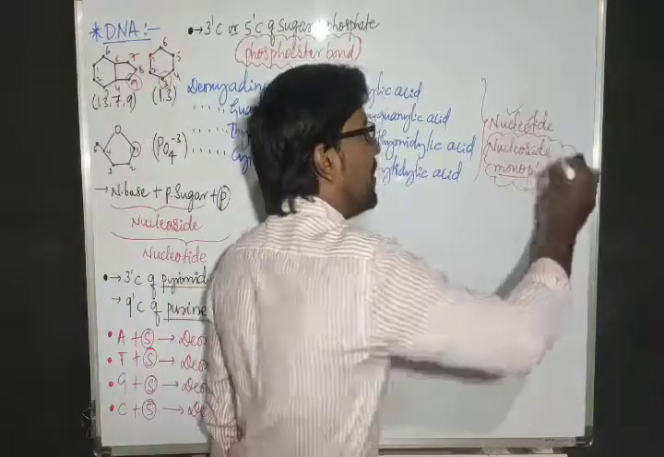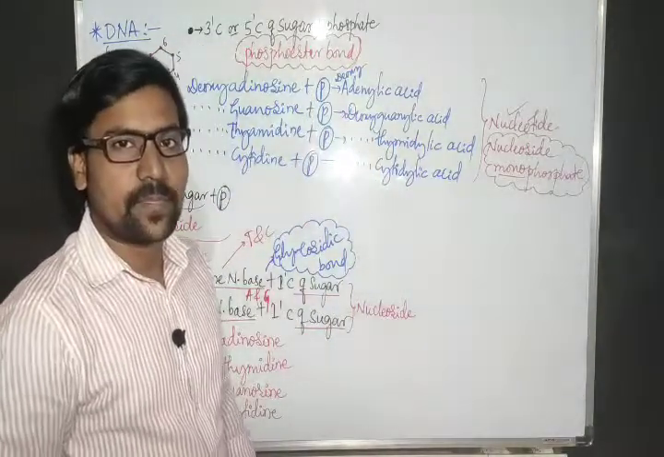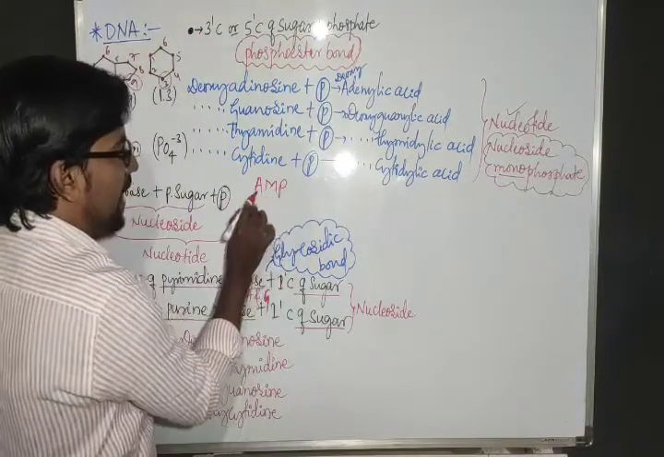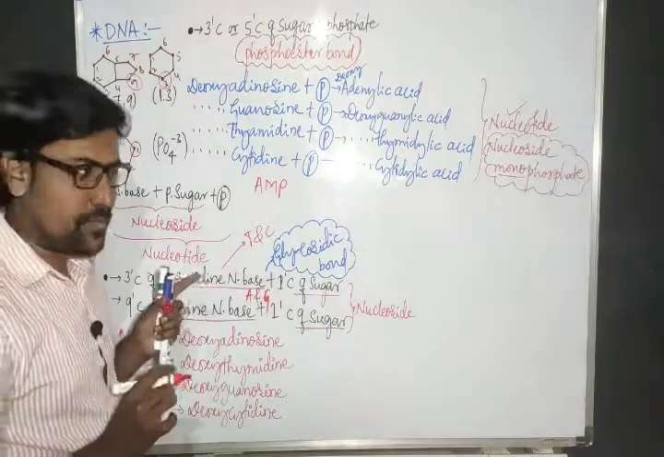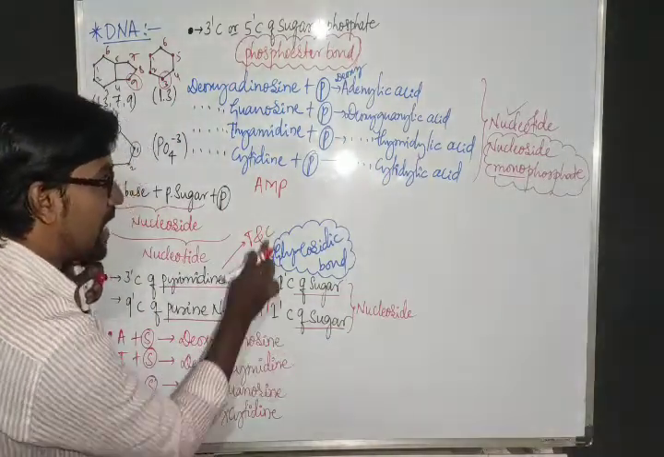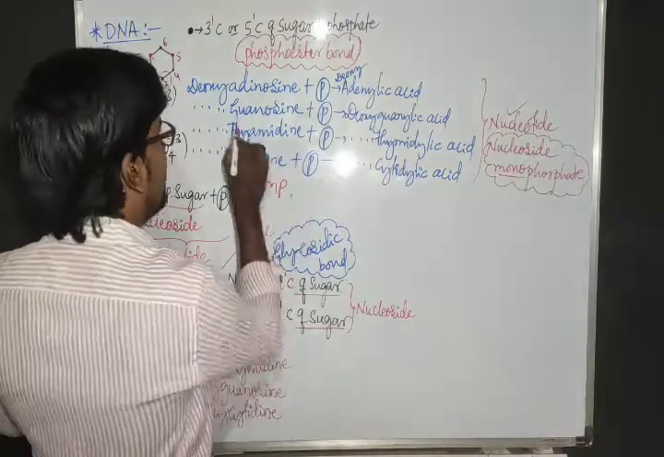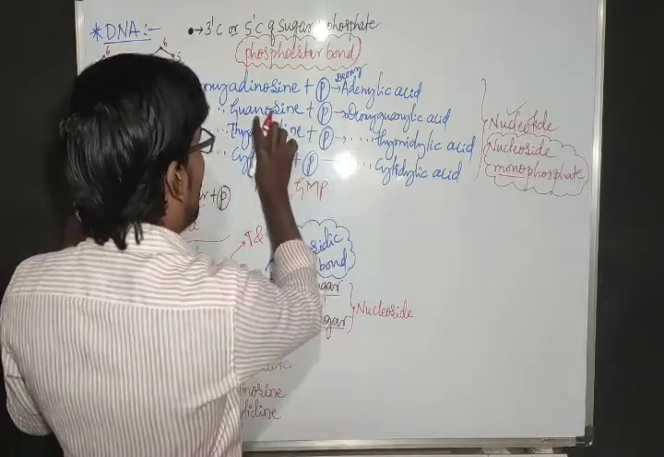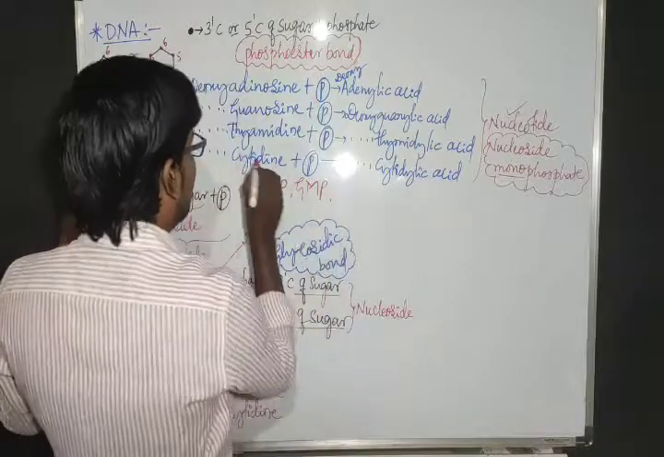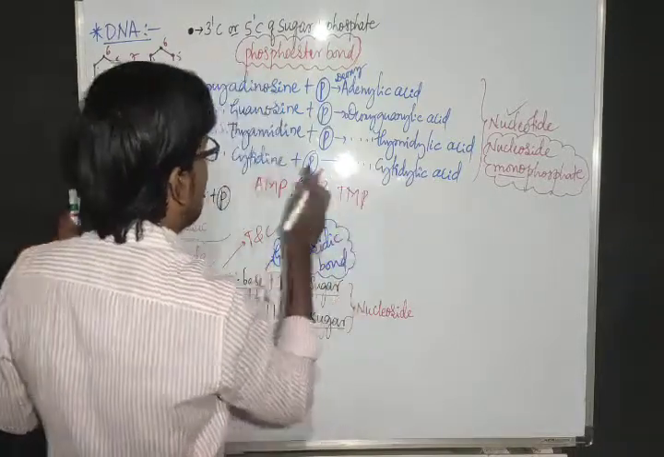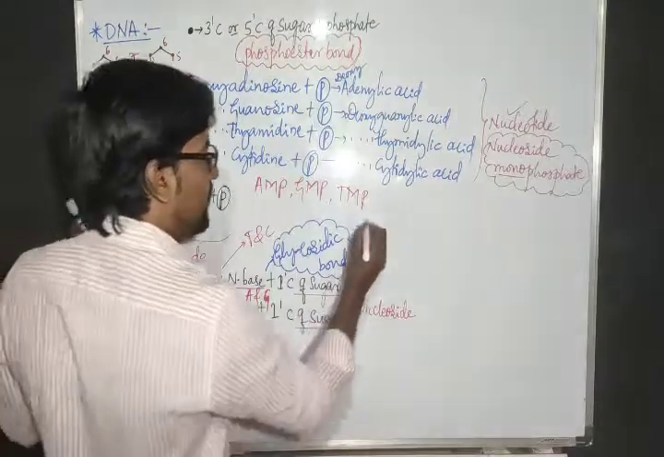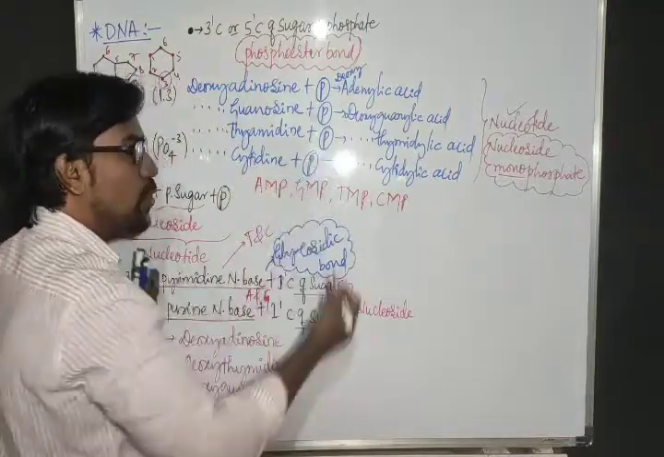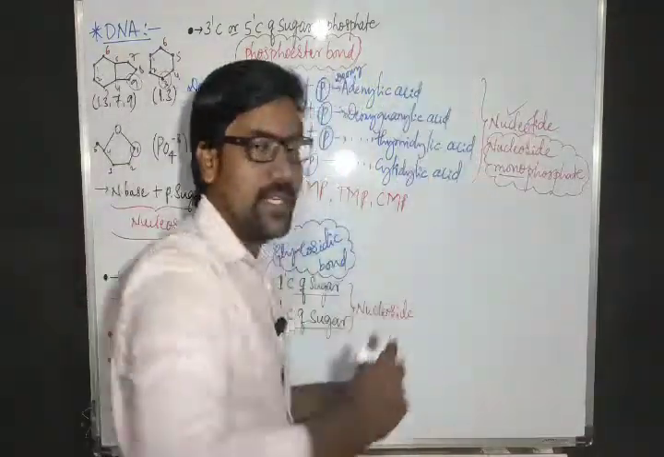Nucleoside monophosphates are nothing but nucleotides. So which are those nucleotide monophosphates? AMP, adenosine monophosphate. Then GMP, guanosine monophosphate. Then TMP, thymidine monophosphate. Then CMP, cytidine monophosphate. All of these are nucleotides.